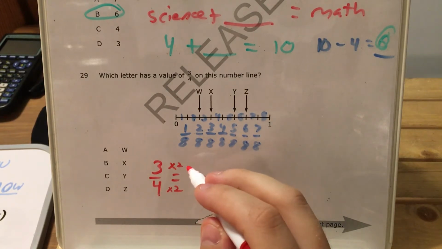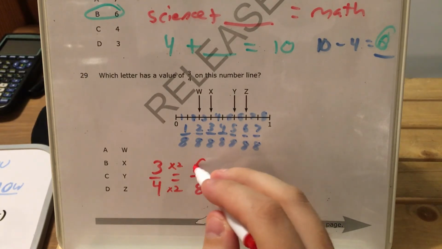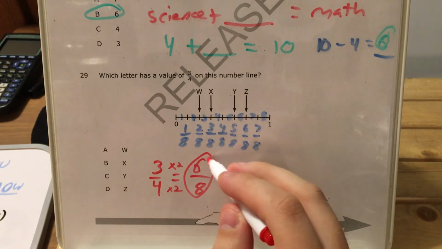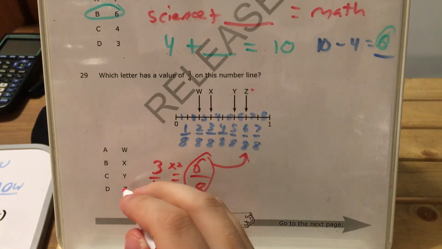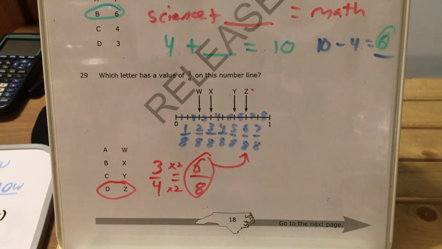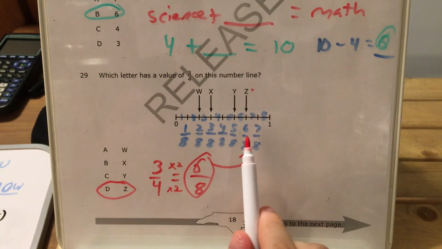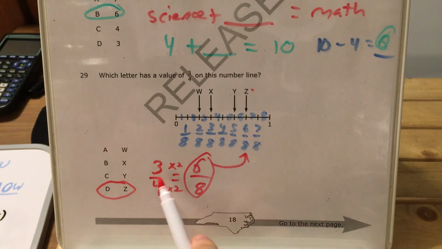So 3 times 2 is going to give us 6. So we're looking for whichever point goes with 6/8. That's right here, and that's point Z. So D is going to be our answer, because point Z corresponds with 6/8, which is equal to 3/4. It's an equivalent fraction. Like I've said in other videos, we use different numbers to represent the same idea.